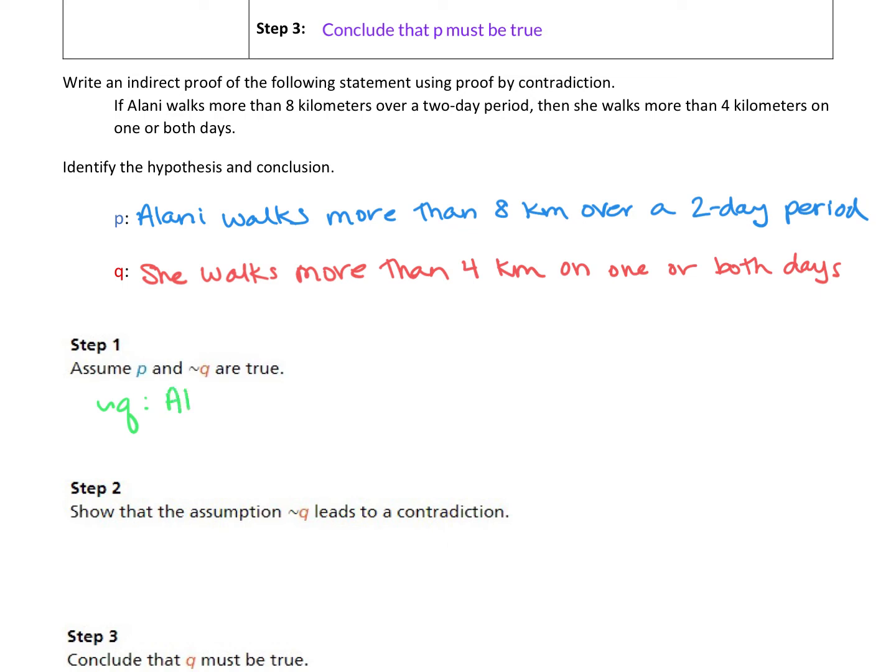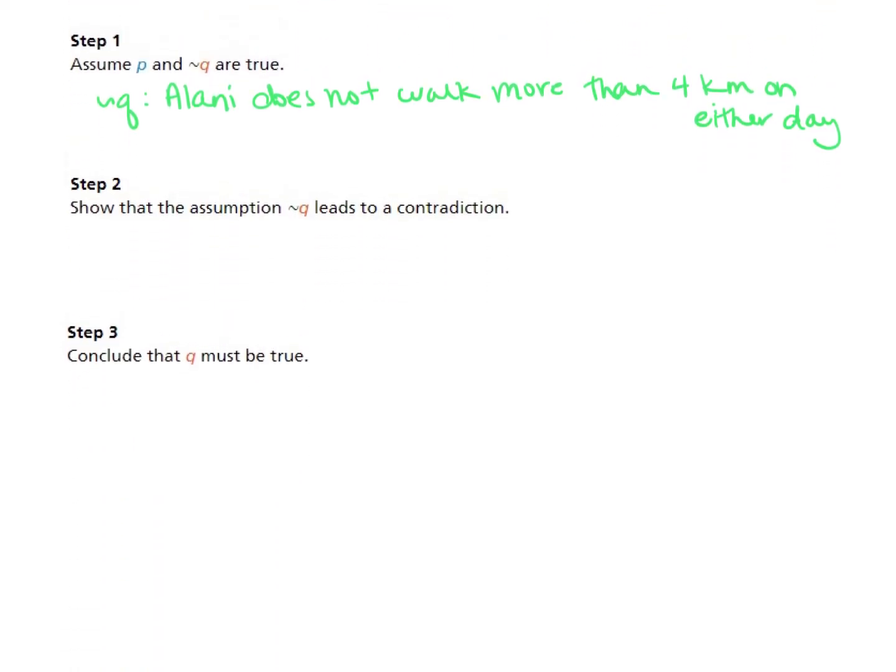So Alani does not walk more than 4 kilometers on either day. Okay, step 1 is done. We're assuming that she walks more than 8 kilometers, and we're assuming that Alani does not walk more than 4 kilometers on either day. Step 2, show that the assumption not Q leads to a contradiction.